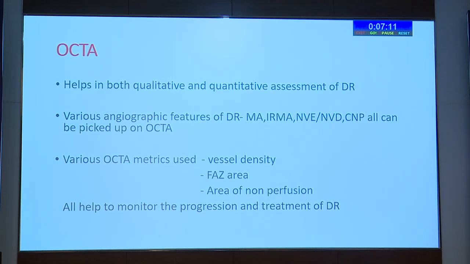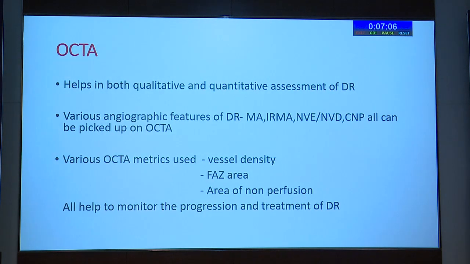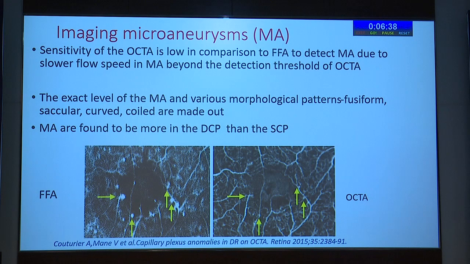So what is the role of OCTA in diabetic retinopathy? We have all been doing OCT and FFA. OCTA helps in both qualitative and quantitative assessment of diabetic retinopathy, and various angiographic features of DR such as microaneurysms, IRMA and neovascularization, including the CNP areas, can all be appreciated on doing OCTA. Now, various OCTA metrics are used, such as vessel density, the area of the foveal avascular zone, the areas of non-perfusion. They all help us to monitor the progression and treatment of diabetic retinopathy.